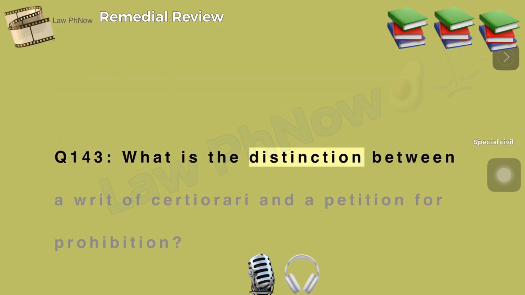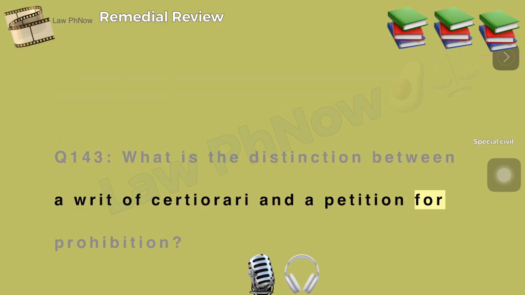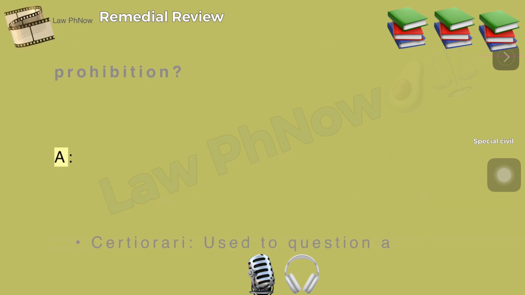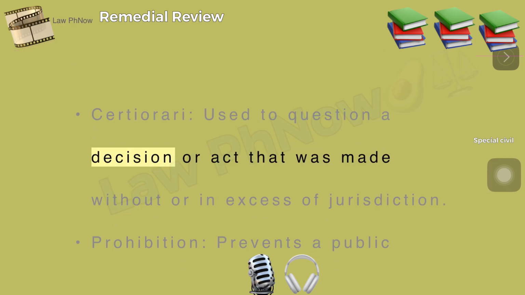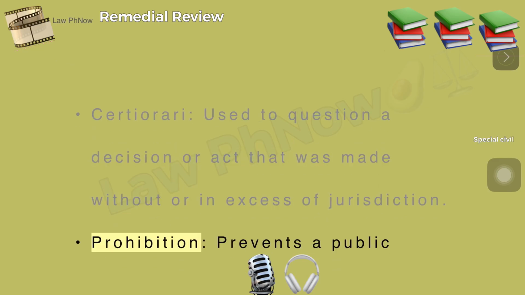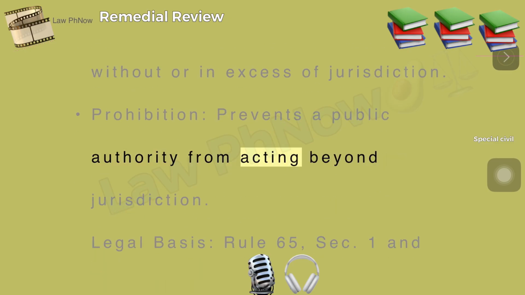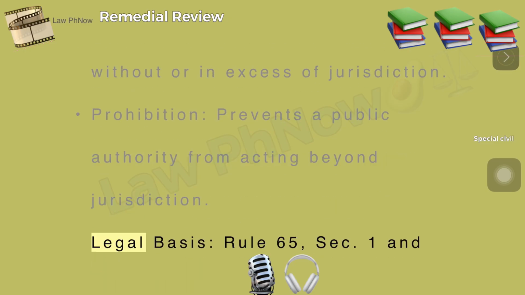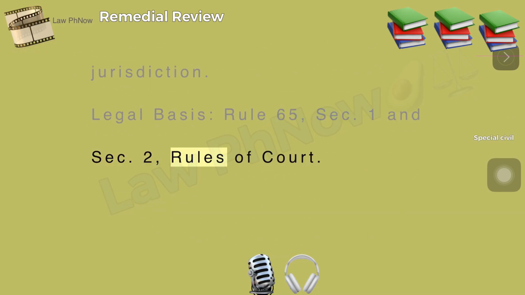Q143. What is the distinction between a writ of certiorari and a petition for prohibition? A. Certiorari, used to question a decision or act that was made without or in excess of jurisdiction. Prohibition, prevents a public authority from acting beyond jurisdiction. Legal basis, Rule 65, Section 1 and Section 2, Rules of Court.